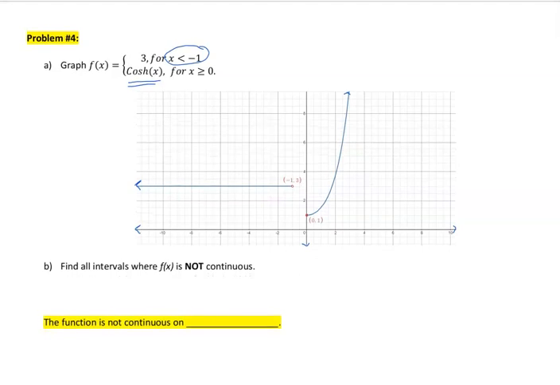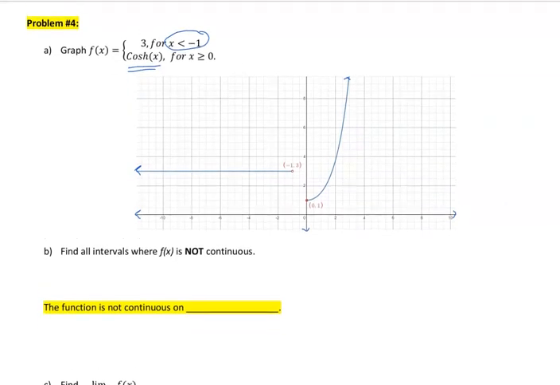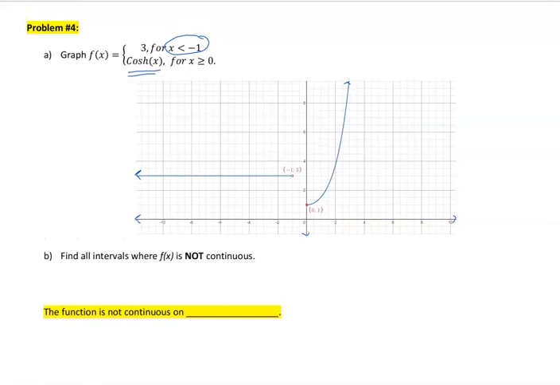The first part that we need to check is they're asking for all the intervals where the function is not continuous, meaning where you don't have continuity, looking from negative infinity to positive infinity. In this case, the function is not continuous on, and I'm just going to put a bracket, technically from negative 1 to the values of 0. And that's going to actually include this portion here where the function is in fact defined.